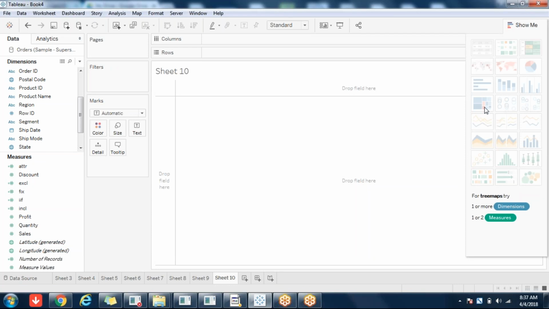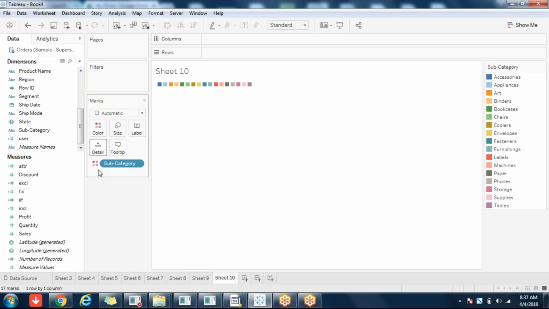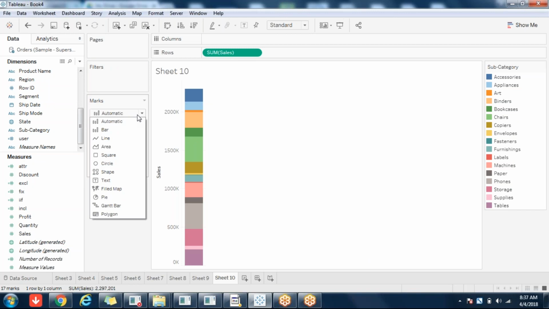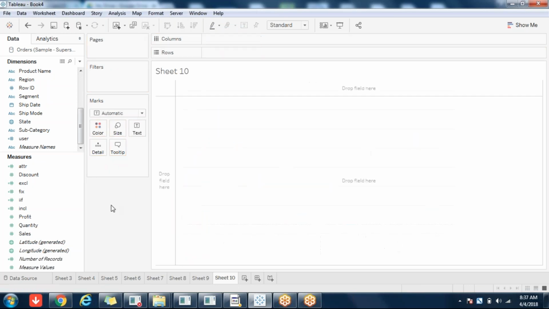Next, can somebody read what is there at the bottom of Show Me? One or more dimensions, one or two measures. Okay, now the tree map, I can develop it manually. Same thing what I did with the pie chart. But the mark type should be square. Sorry, something went missing. One second. So the mark type should be square. A tree map also can be developed manually, but the mark type should be square.